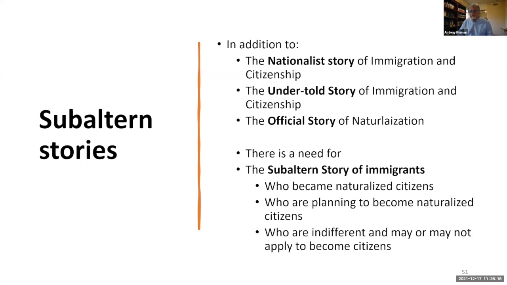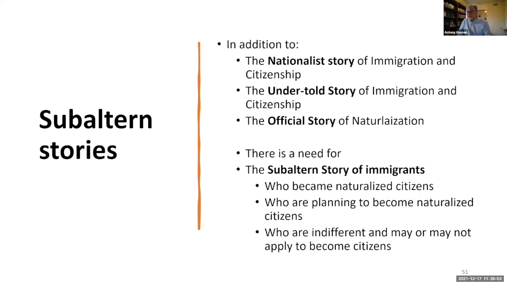The official story of naturalization also looks at just applicants in terms of numbers, so facts and figures of thousands of people. So you get the sense that the official story is compelling, and is the story that will be told about immigration and citizenship. But in my view, there is a need for the subaltern story of immigration and immigrants who became naturalized citizens, who are planning to become naturalized citizens, and who are indifferent and may or may not become citizens.